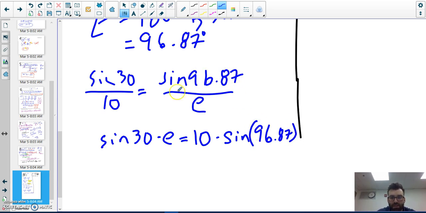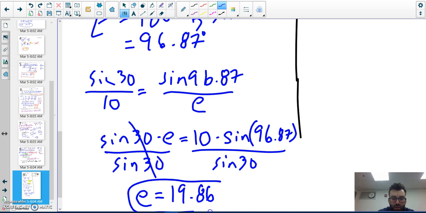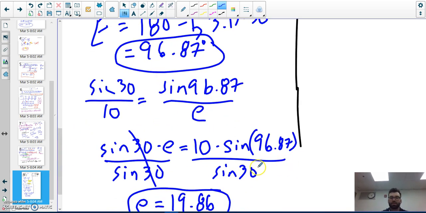I'm sorry how messy this is. It's just a little stylus. It gets messed up sometimes. Alright, so I'm going to divide both sides by the sine of 30 and get E to equal 19.86. Now be careful about the order you plug these in your calculator. Do the top, hit equals, and then divide by the sine of 30.